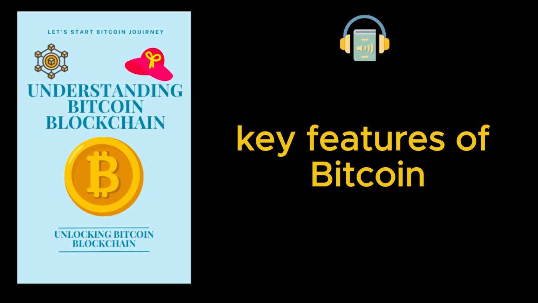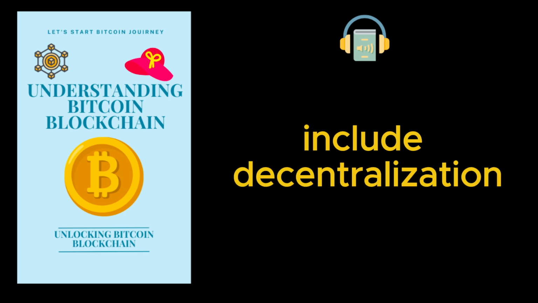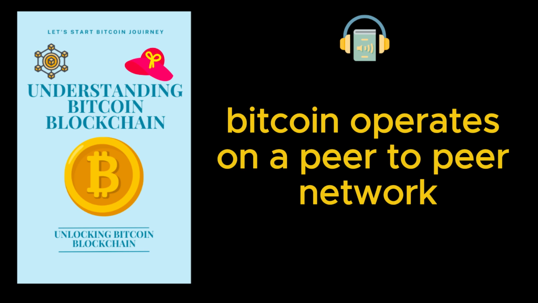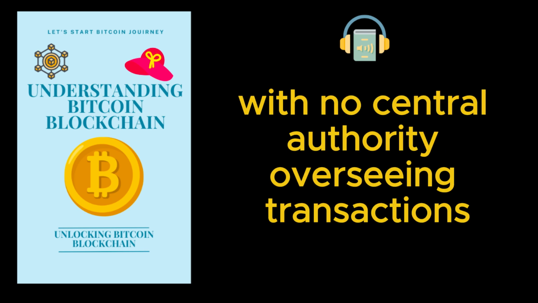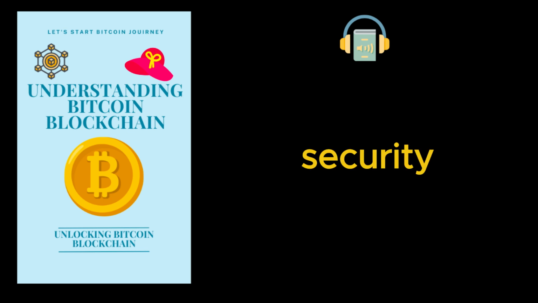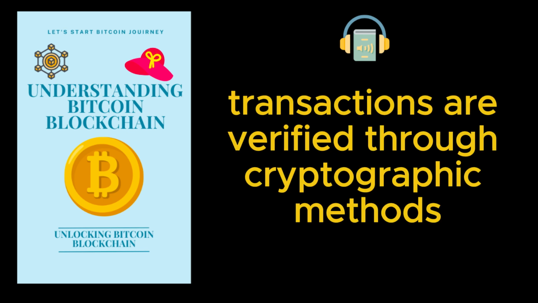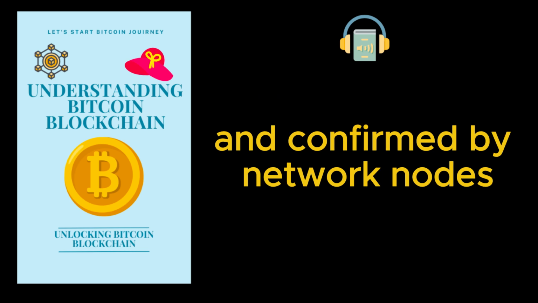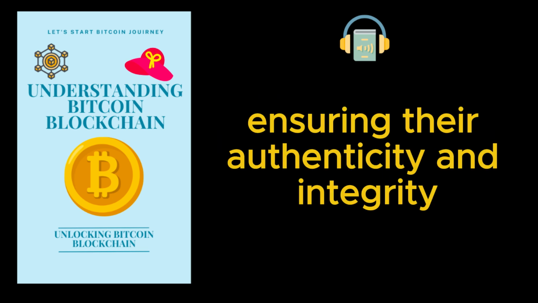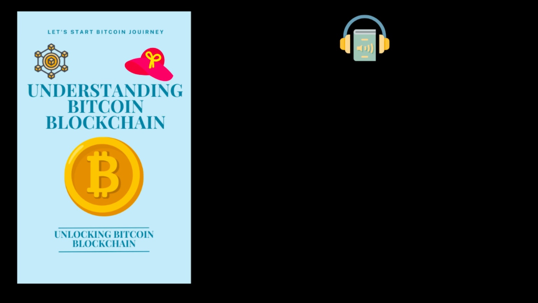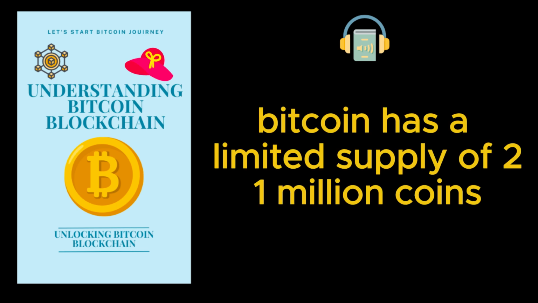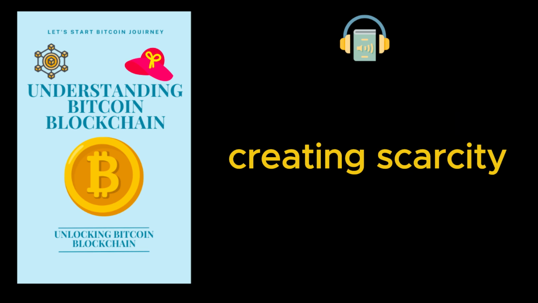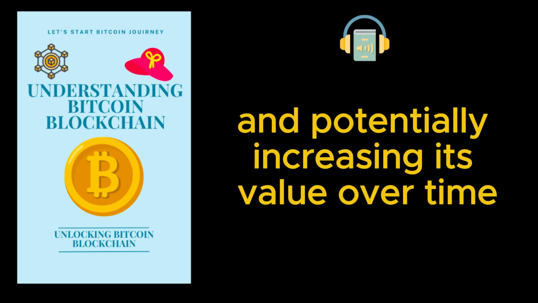Key features of Bitcoin as described in the white paper include: Decentralization. Bitcoin operates on a peer-to-peer network, with no central authority overseeing transactions. Security. Transactions are verified through cryptographic methods and confirmed by network nodes, ensuring their authenticity and integrity. Scarcity. Bitcoin has a limited supply of 21 million coins, creating scarcity and potentially increasing its value over time.